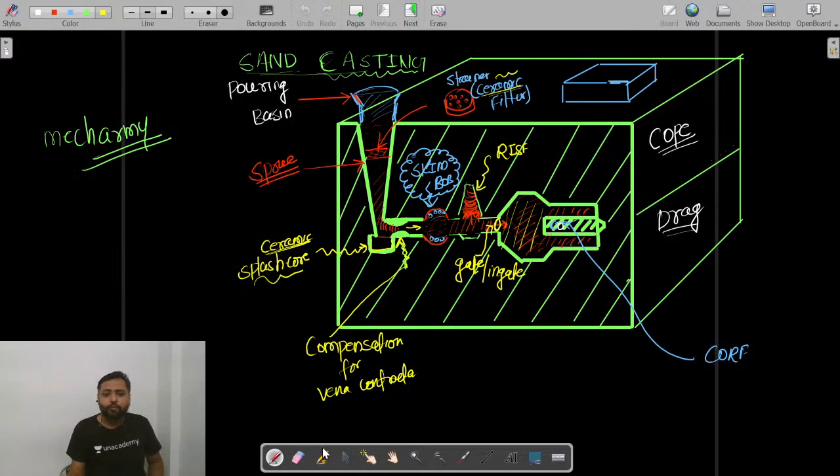Very simple, my dear students. When the volume is reducing here, then whatever liquid metal has risen into this cavity while filling the mold cavity will come back and compensate for whatever shrinkage is happening in the first two stages.